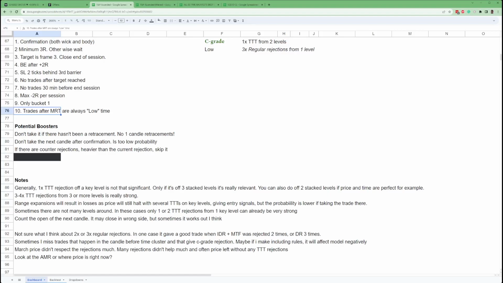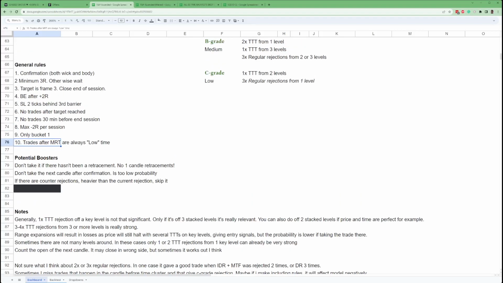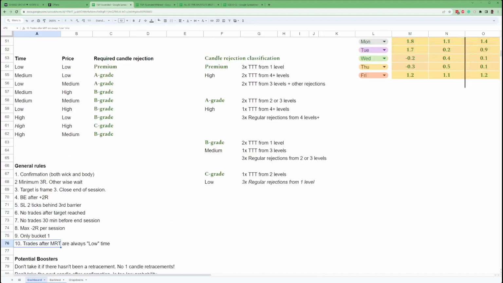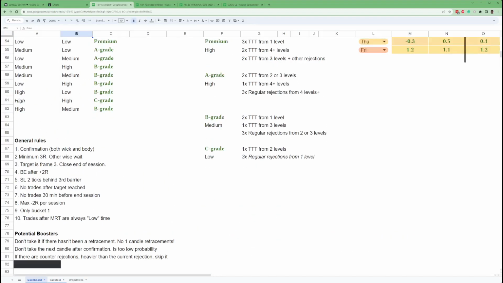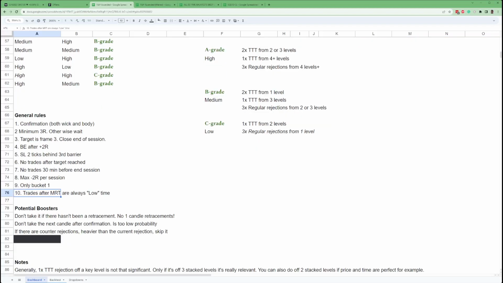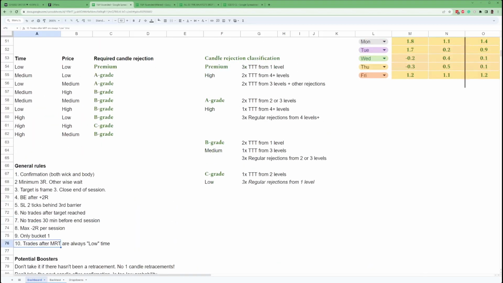And also, generally you're going to look at the AMR when you assess time and price alignment. But once MRT is over and price is retracing back and it's not the AMR, so for example AMR is much deeper inside the DR, we consider it low time. Just because price is going back, retracing in, and we are not really supportive of a reversal later in the session. It just doesn't really happen often, so we're very focused on price.